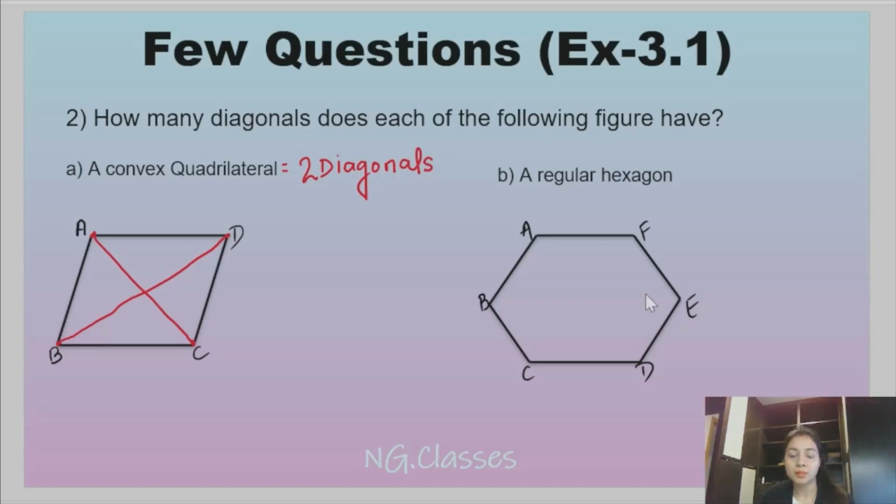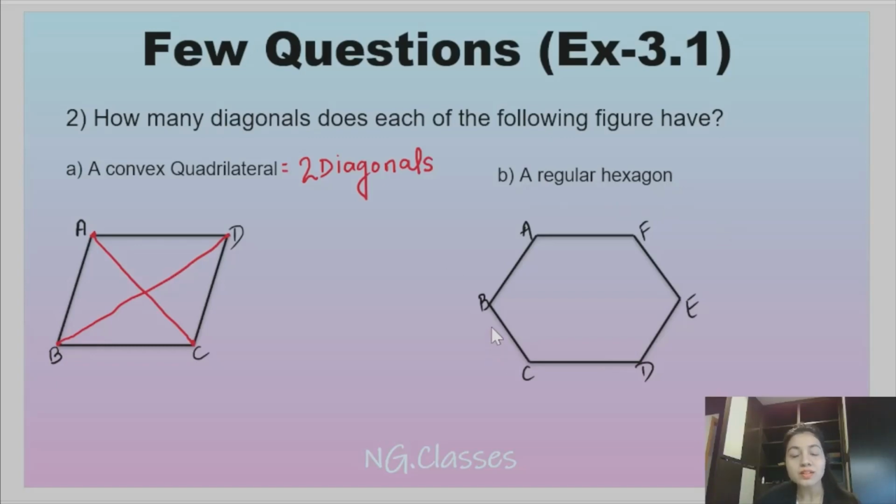Now number B. What will be the number of diagonals for a regular hexagon? What is a regular hexagon? Hexagon means any polygon which contains 6 sides. And recall the definition of a regular polygon: when a polygon is equiangular and equilateral, it means all the sides of this polygon as well as all the angles are the same. That's called a regular hexagon.